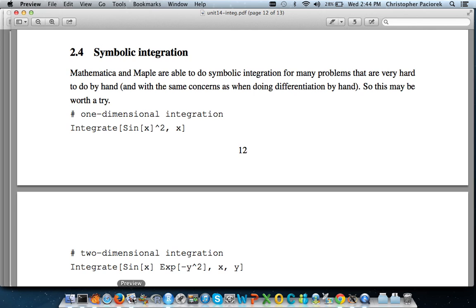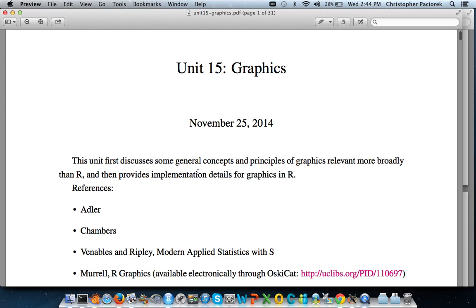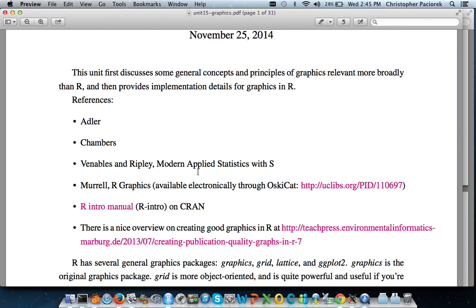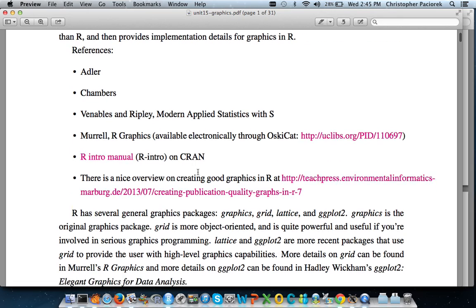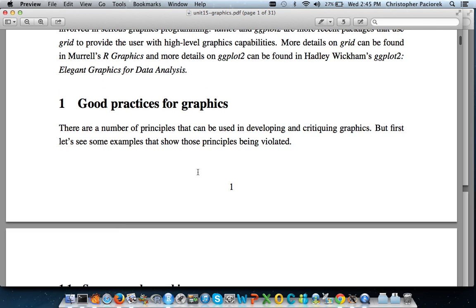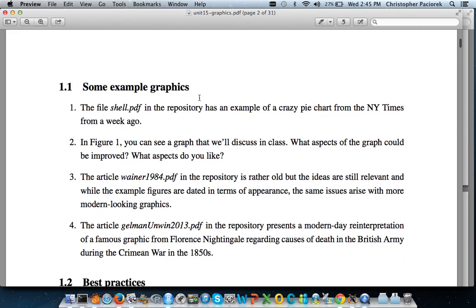Okay, so I thought what I'd do with the graphics unit is I have a bunch of details in here on various functionality in R, and I'll hit the highlights of a few of those on Friday. But what I thought we'd spend more time doing, and in particular concentrate on today and at the beginning on Friday, is see some examples of how you might evaluate a graphic in terms of what are considered to be good best practices or good principles in creating graphics. A number of people have thought about this. I've got some references up here, and I have some examples to look at.